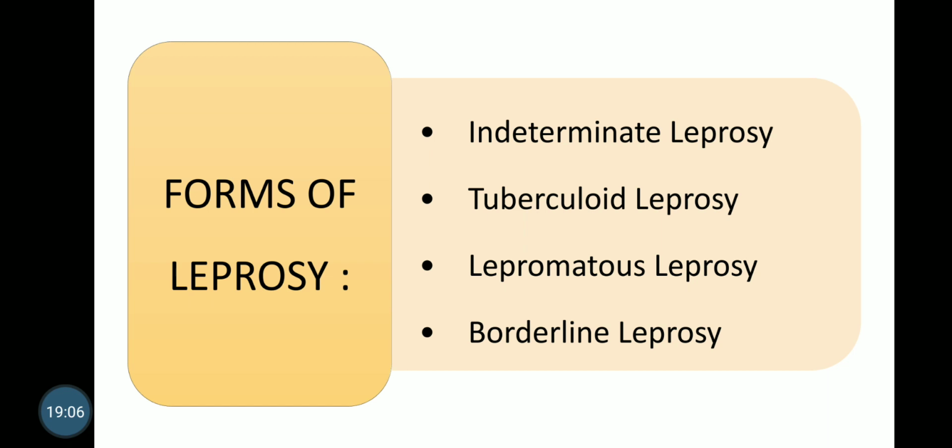And the last one, that is borderline leprosy, also known as dimorphous leprosy. Borderline leprosy has some features or symptoms of the tuberculoid and the lepromatous type of leprosy. These forms of leprosy, which lie between tuberculoid and lepromatous form of leprosy, are known as borderline or dimorphous leprosy.